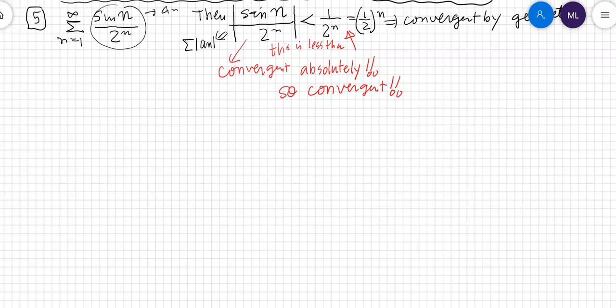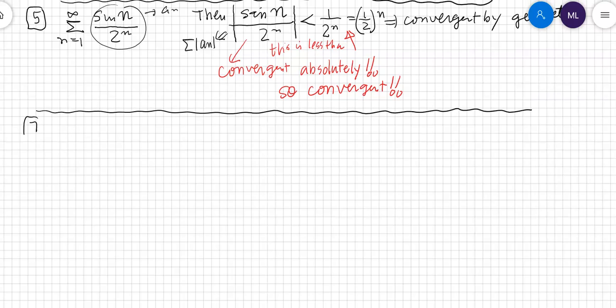Okay, now let's go to number 7. Number 7 is ratio test. Use ratio test. Summation of n over 5n, usually n equal 1 to infinite. So from here, what is a n plus 1 over a n?